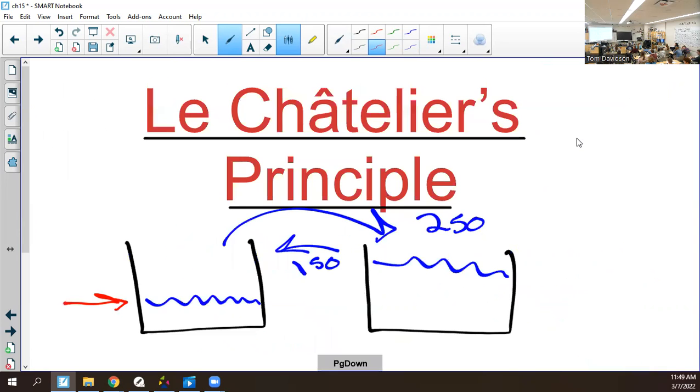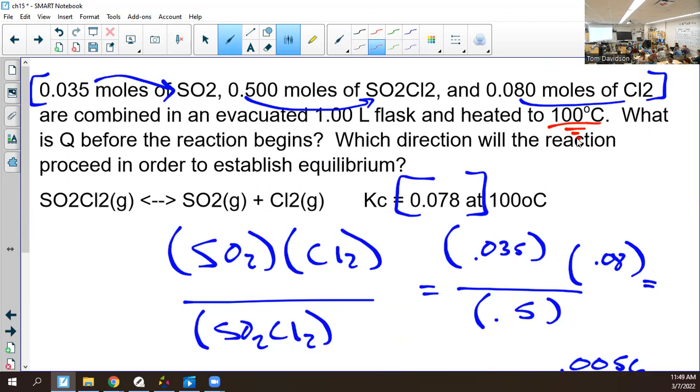Okay, let's see what I got here. Could you do that problem now? All right. How do you know it's a Q and not a K problem? How can you read it and know?